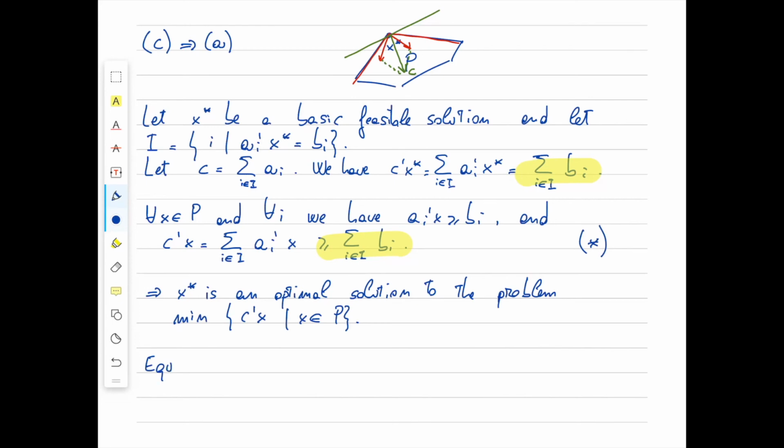Well, equality holds in star if and only if all the inequalities that we have used to derive star are actually equalities. So if and only if a_i transpose x equals b_i for all i in I. What we want to do is show that only x star can satisfy this condition. And to do so, we will finally use the remaining part of the definition of basic feasible solution, that there are n linearly independent constraints that are active at x star.